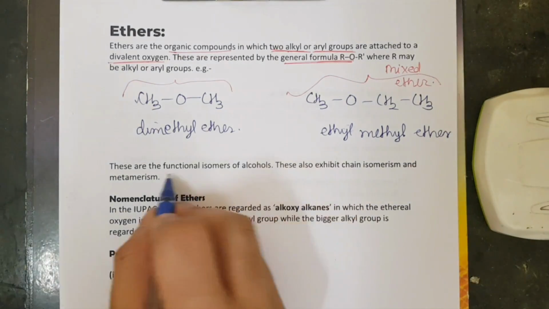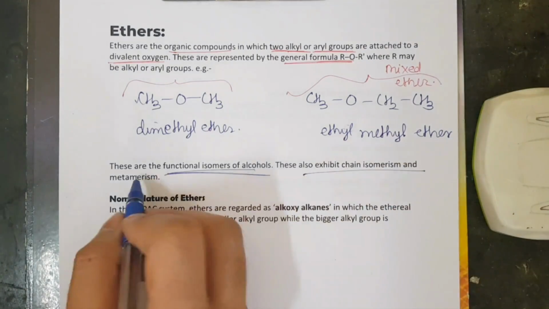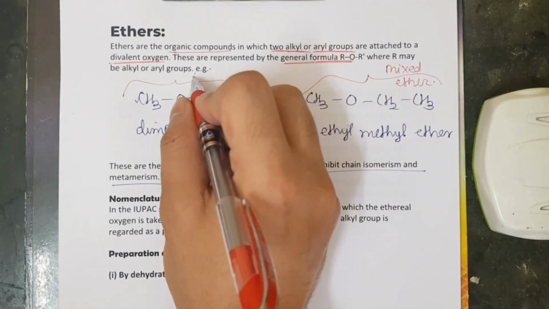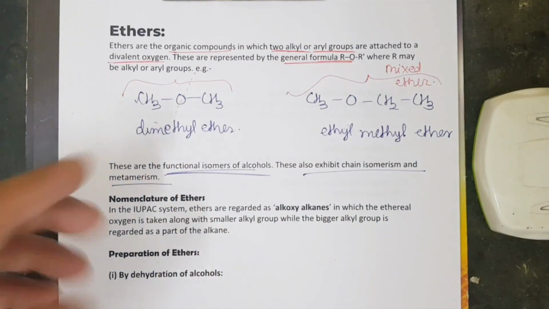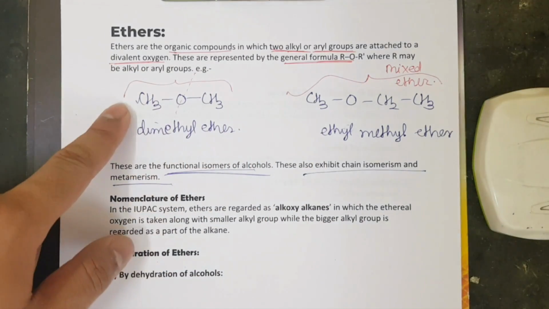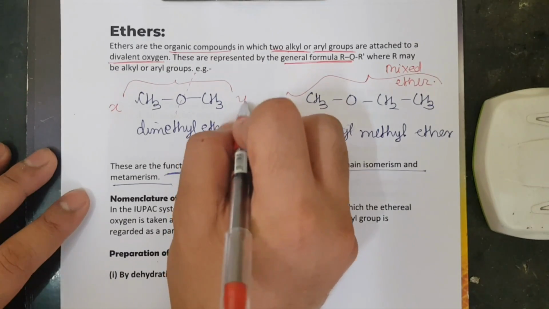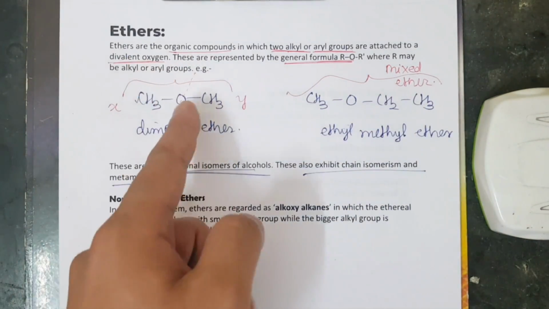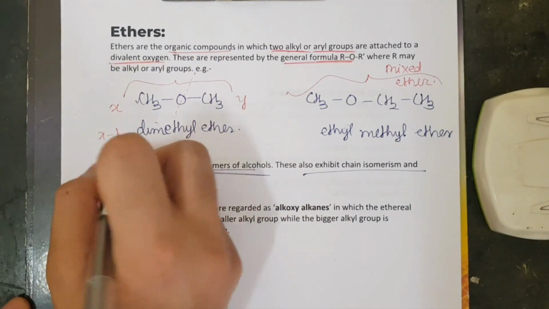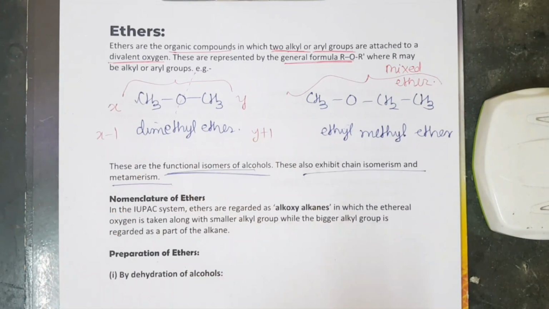Now these are functional isomers of alcohols, a very basic point. These can also exhibit chain isomerism and metamerism. How metamerism? I have told you multiple times on the free videos also: break along the functional group. If we have the same number of carbons, like here we have X carbons, in another example X carbons, here also let me say Y carbons. So if you change the position of the oxygen, we get, let me say, X minus 1 and Y plus 1 carbons, which are different obviously. So these will show metamerism.